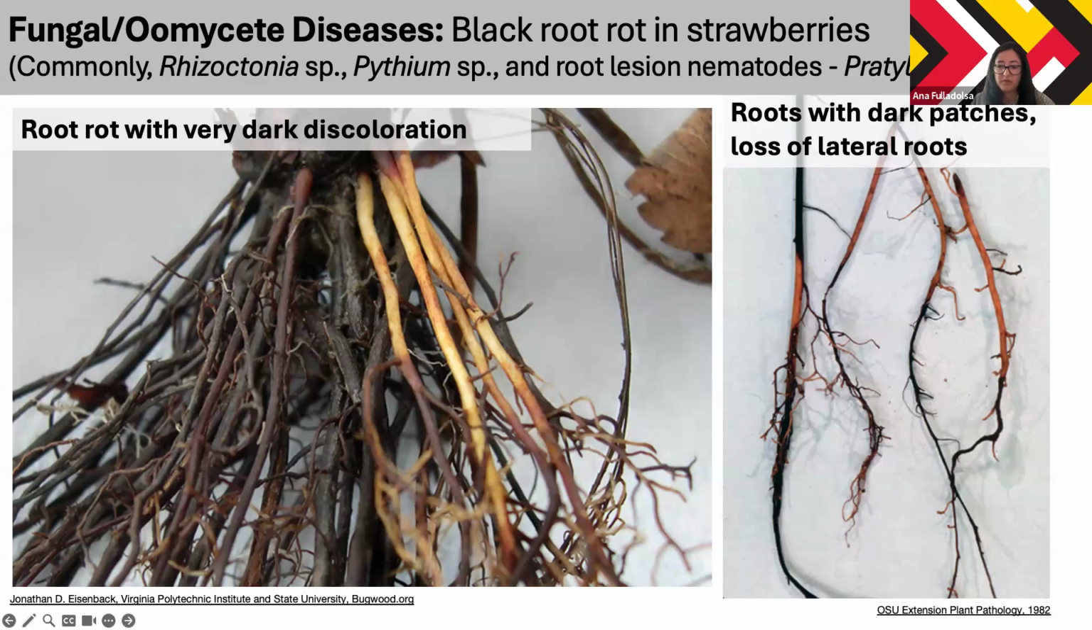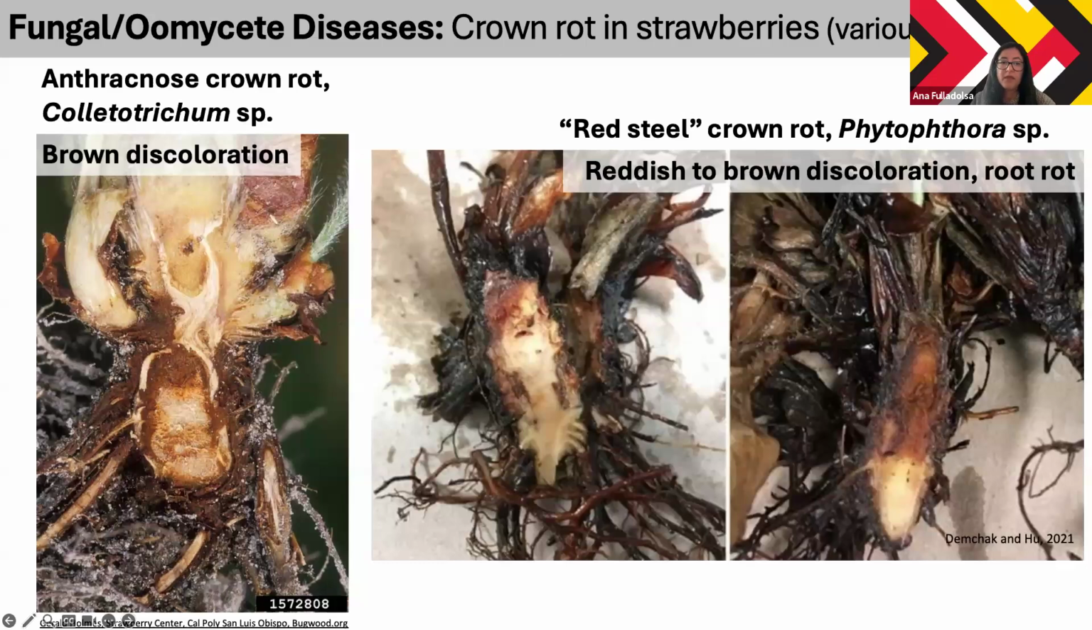Okay, let's move on to the next one. This is another strawberry problem. We see crown rots in strawberries often. There are actually 3 different pathogens that can cause crown rot. One is Colletotrichum, which is a fungus, and it causes this anthracnose crown rot that you see here on the left. When you cut through the crowns, it tends to be a brown discoloration.